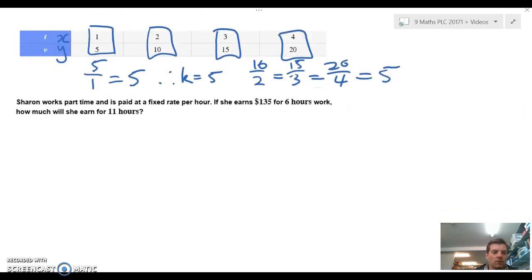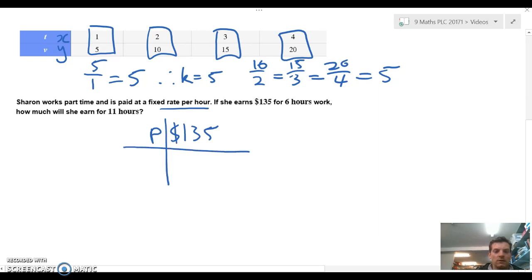We've got Sharon, who's a part-time worker, and she works a fixed hourly rate, so it's the same amount per hour. She earns her pay, so P, equals $135. Okay, and the N value, which is the number of hours worked, is 6. So we've got that so far. That's information we already know. So what we're trying to do is summarise the question here into something that can be a little bit more meaningful for us.